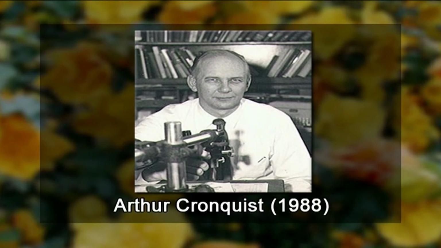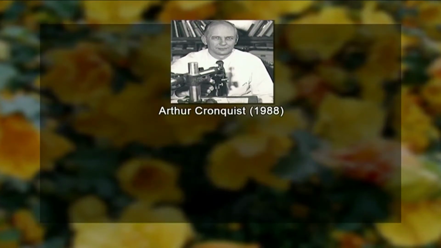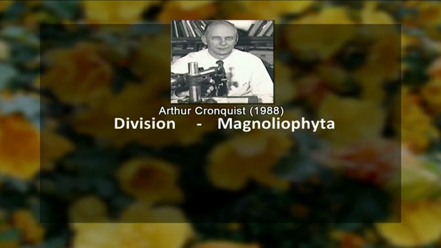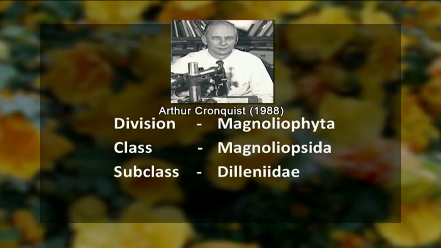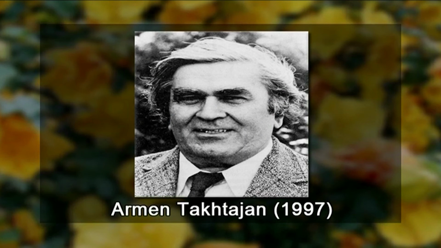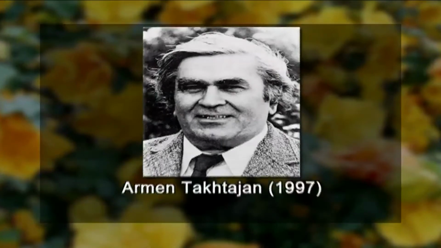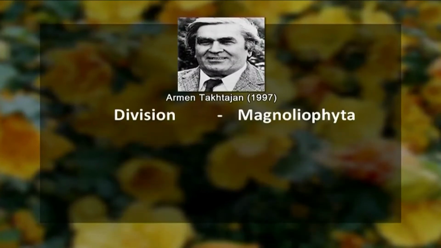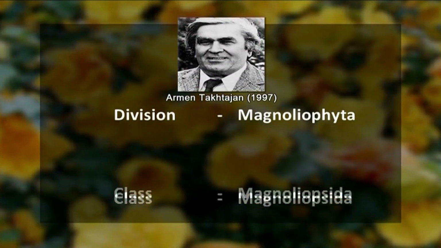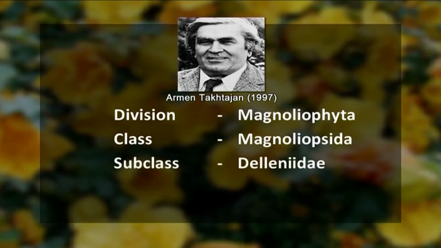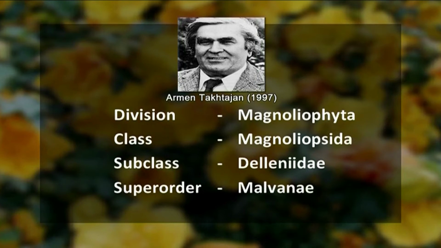Later on, an American taxonomist, Cronquist, classified Malvaceae under the division Magnoliophyta and the class Magnoliopsida. He recognized a subclass by the name Dilleniidae, and order again, just like Bentham and Hooker, Malvales. Takhtajan, the famous Russian taxonomist who based an evolutionary system of classification, classified Malvaceae under the division, again just like Cronquist, Magnoliophyta, class Magnoliopsida, subclass Dilleniidae, but he incorporated one superorder by the name Malvanae, and order again Malvales.